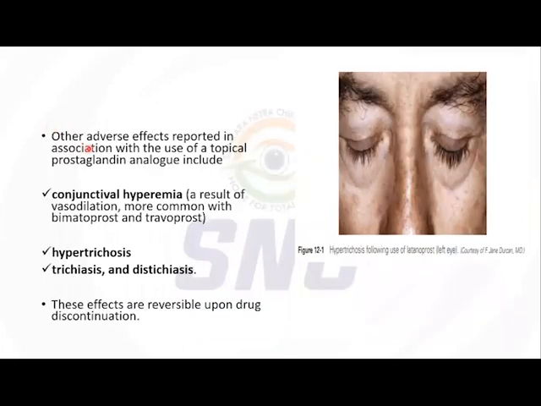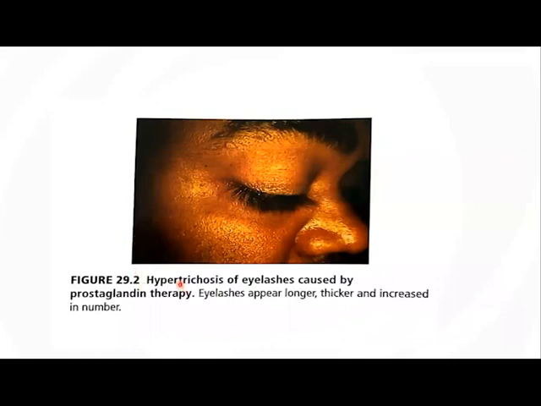Other adverse effects are conjunctival hyperemia, as a result of vasodilatation. It's more common with bimatoprost and travoprost. Also hypertrichosis, trichiasis, and distichiasis. These adverse effects are reversible upon stopping the treatment. In hypertrichosis of eyelashes, in this image, eyelashes appear longer, thicker, and increased in number.